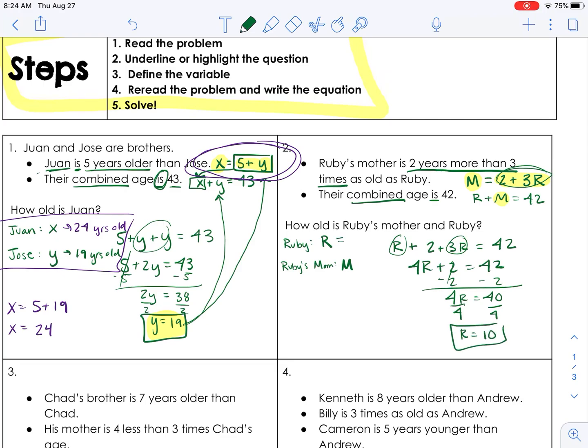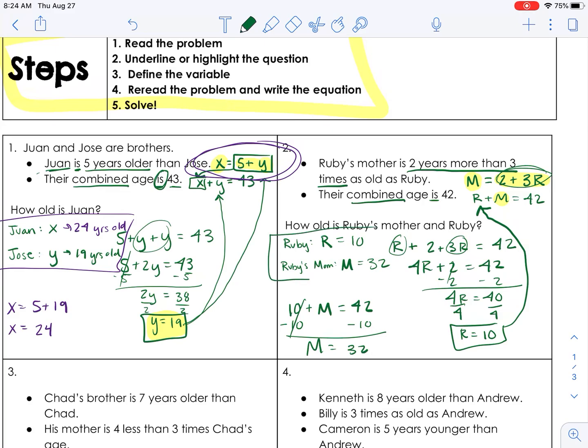So Ruby's 10 years old. We still have to figure out how old her mom is, though. So we're going to take that R equals 10, and plug it right into R right there. So we've got 10 plus mom's age equals 42. And then we're just going to get M by itself by subtracting. And M equals 32. So Ruby's mom is 32 years old.